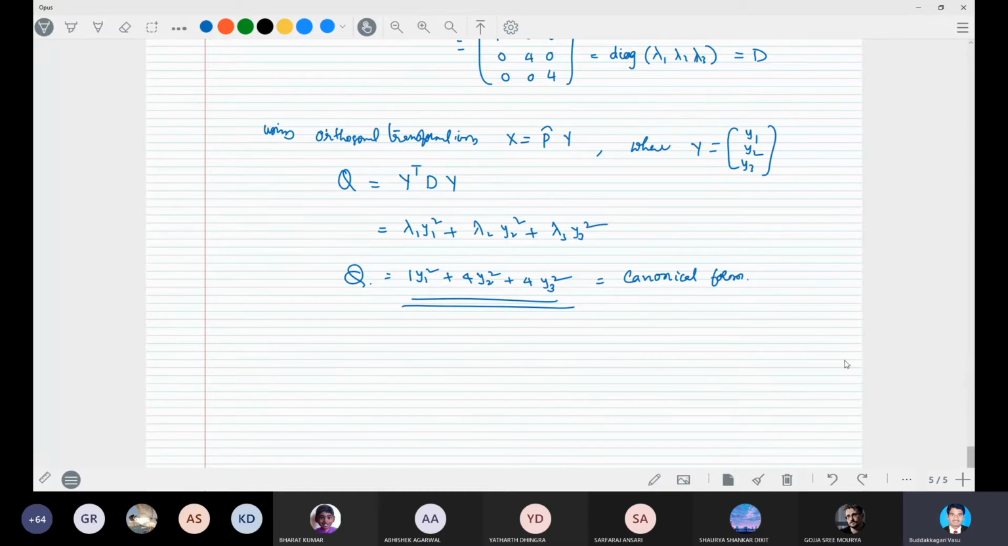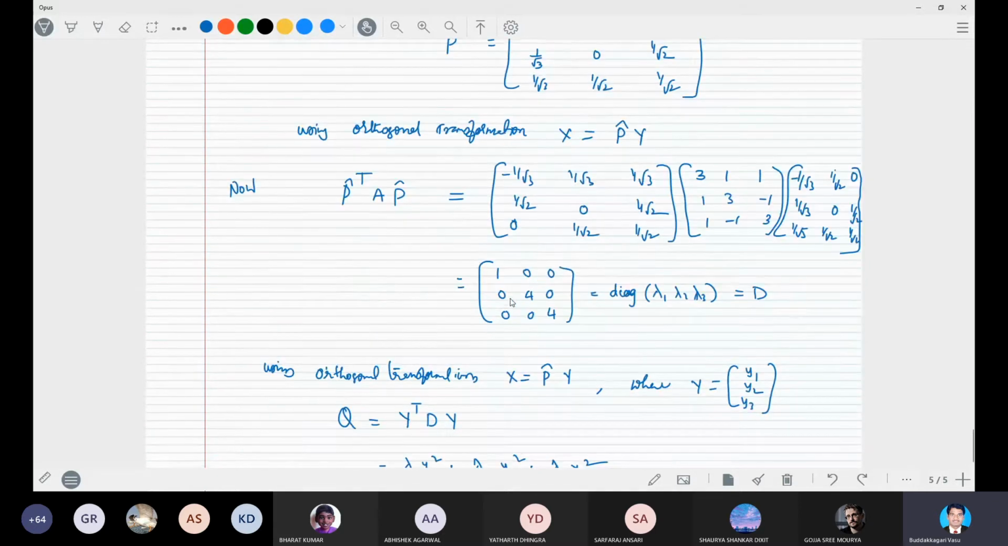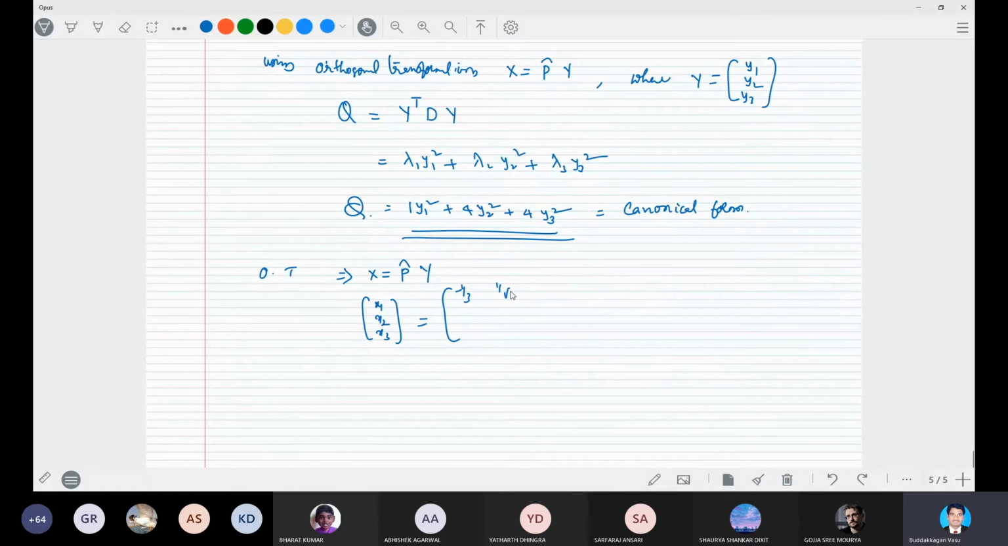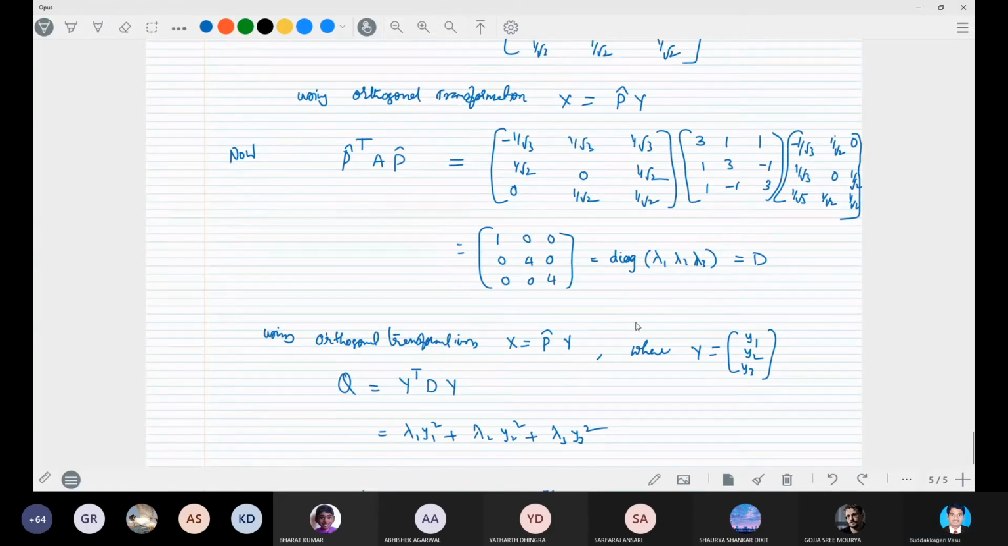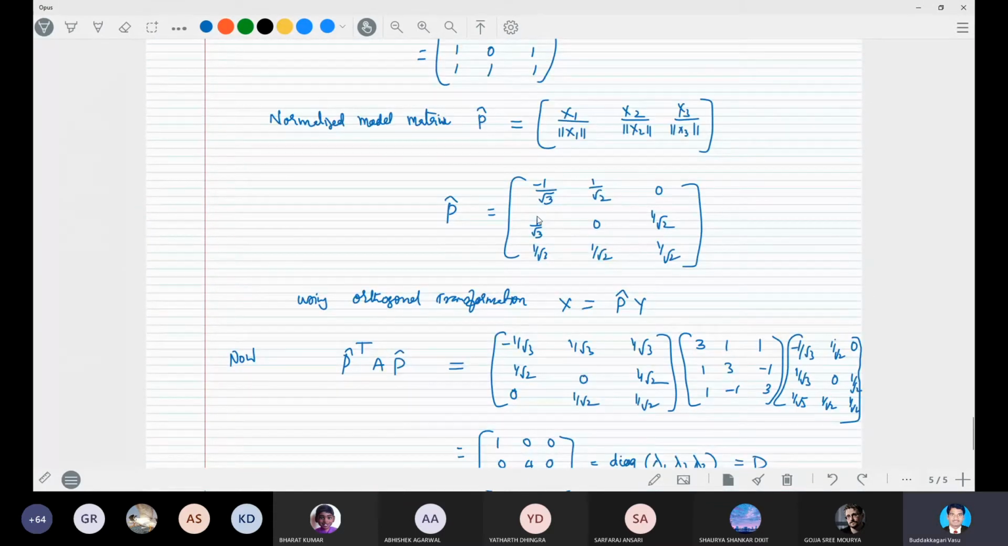Sometimes they may ask you to find the transformations. What is the orthogonal transformation? X is equal to P cap Y. X means X1, X2, X3 is equal to P cap into Y, where Y is Y1, Y2, Y3. What is P cap? The normalized matrix, with entries like minus 1 by root 3, 1 by root 2, 1 by root 3, 0, 1 by root 3, 1 by root 3, 0, 1 by root 2, 1 by root 2.